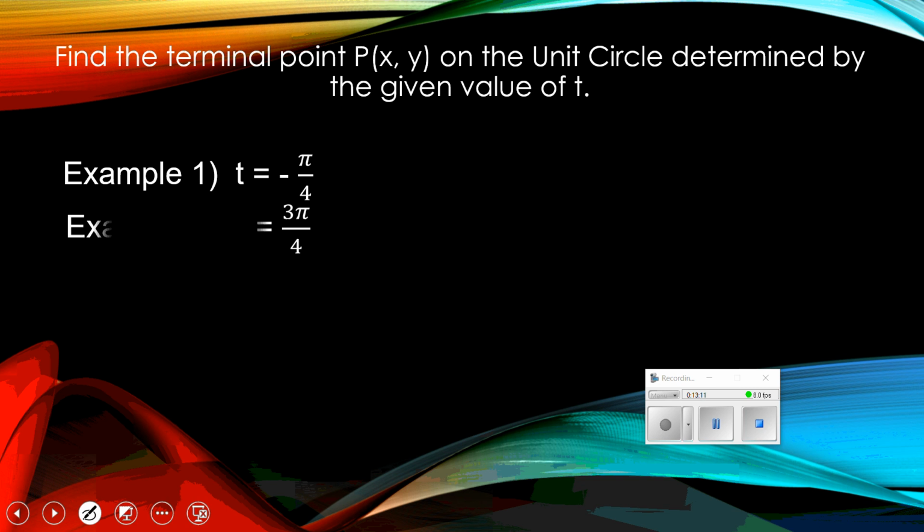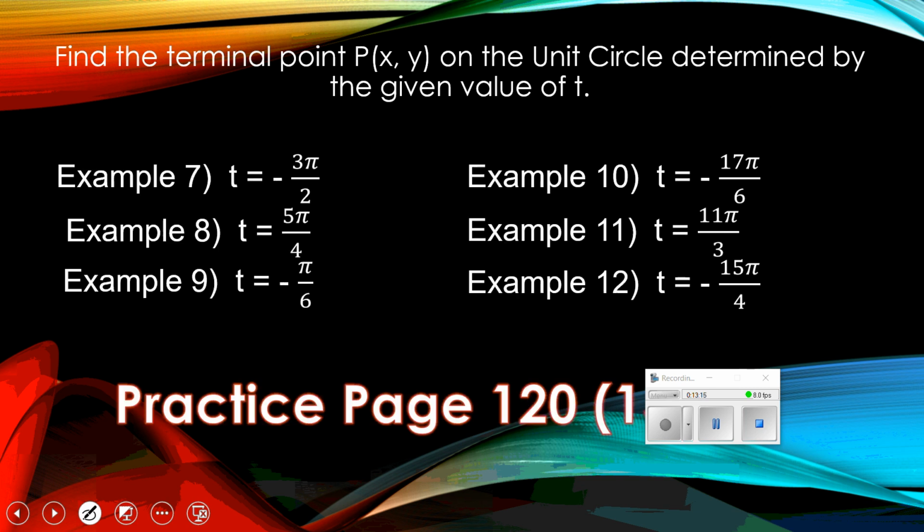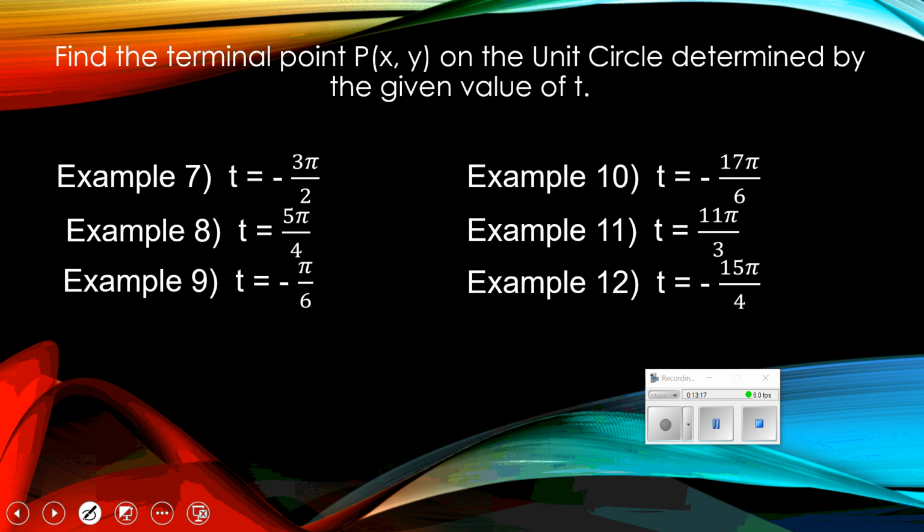So, we're going to do 2 more. I'm going to pop them both up. All right, let's take a look. I want you to look at number 11, 11 pi over 3, and number 12, negative 15 pi over 4. I want you to talk to your partners, and then we'll come back together and see what you get.